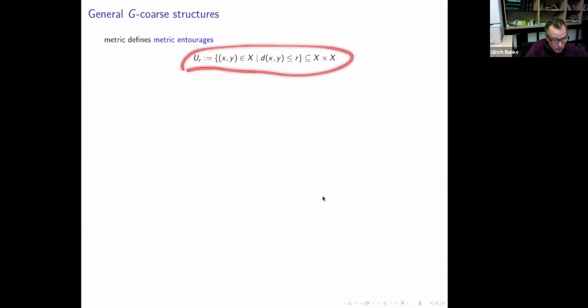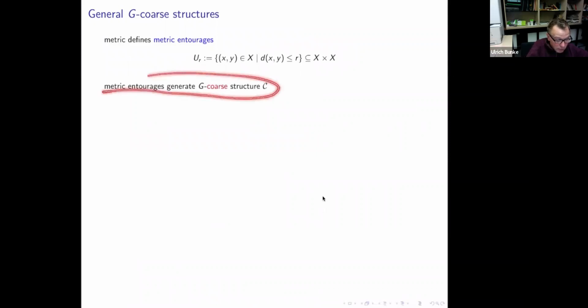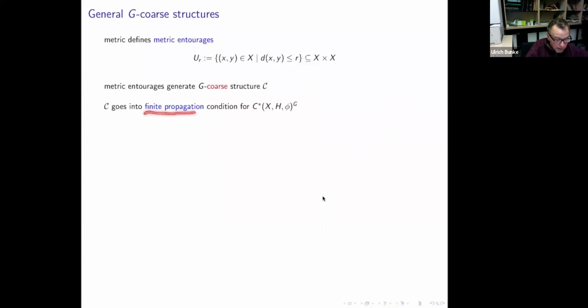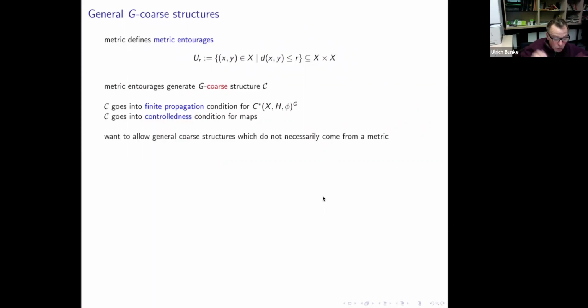So we have these metric entourages, the neighborhoods of the diagonal given by the metric. These generate a so-called G-coarse structure on X. And this coarse structure goes into the finite propagation condition when we define the Roe algebra. That can be formulated in terms of the coarse structure. The coarse structure also goes into the controlledness condition for maps. Everything can be formulated in terms of coarse structure, so we can allow more general coarse structures which do not necessarily come from a metric.